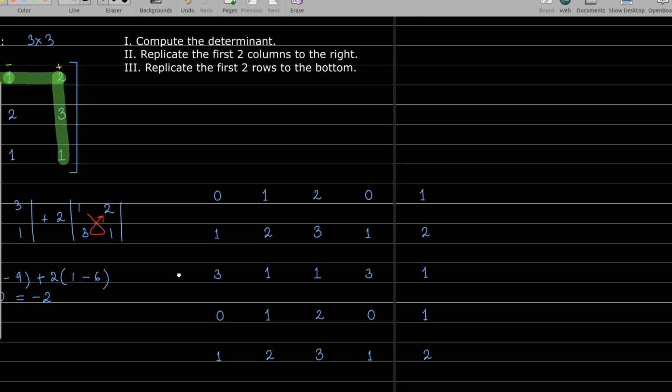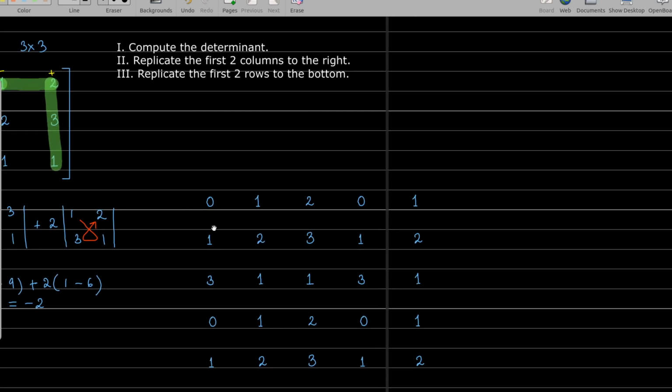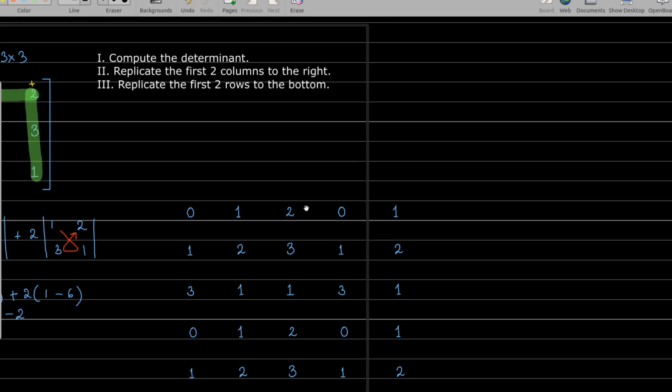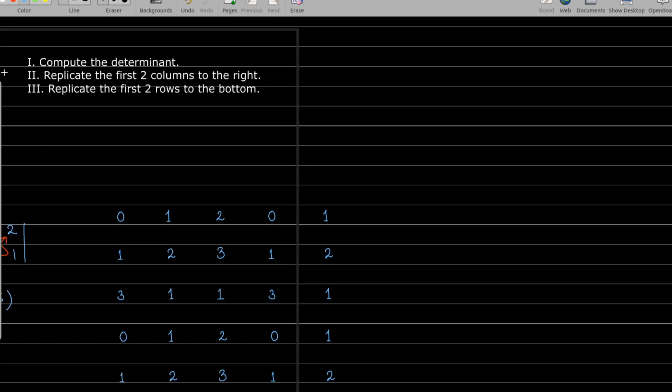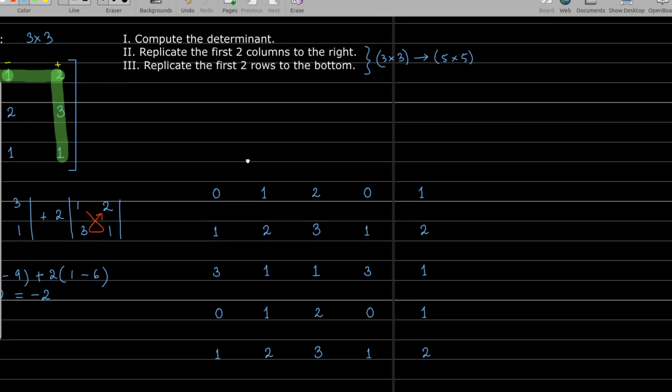So this is what you do. Replicate the first two rows to the right, then whatever is the resulting matrix, replicate the first two columns to the right and then replicate the first two rows to the bottom. At the end of these two steps, from the original 3 cross 3 matrix, you should end up with a 5 cross 5 matrix. Because we are replicating 2 rows to the right and 2 rows to the bottom, it will become a 5 cross 5 matrix.